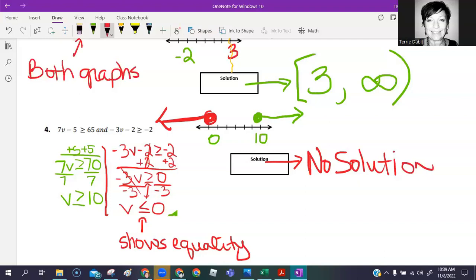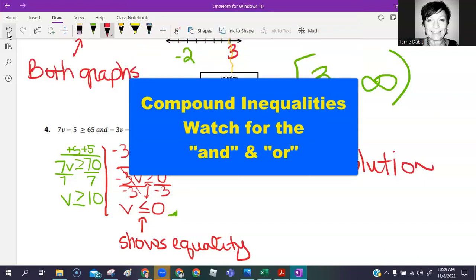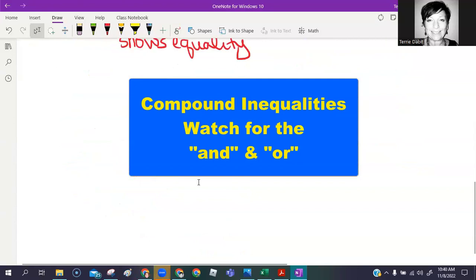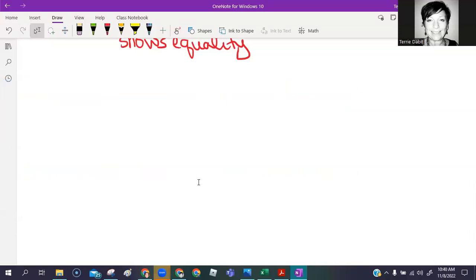All right, so welcome to compound inequalities. You notice that twice I gave you the exact same problem. All I did was change the and or the or. And so be careful of that. That one little word could change how you do it. Hopefully you learned something.